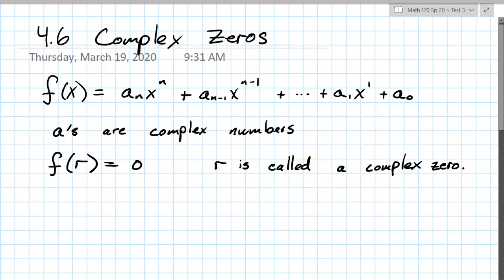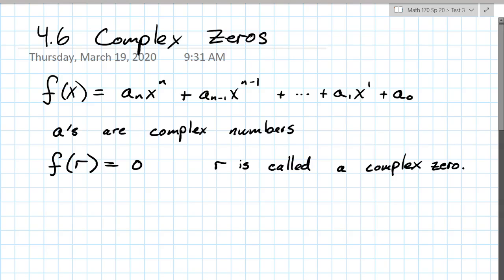So then if we have a number r where we can evaluate the polynomial at that number and we get 0, then r is called a complex 0. Really, we're not adding anything new in terms of what we're going to do, but it is more general theoretically. So what good does this do for us?